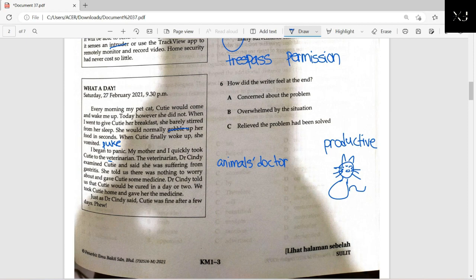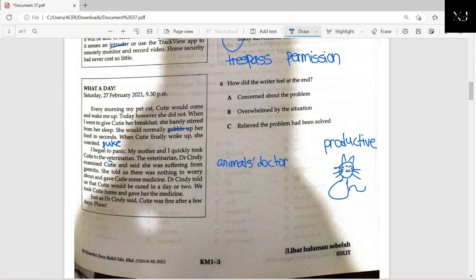Dr. Cindy examined Cutie and said she was suffering from gastritis. Oh wow, a cat can get gastritis. She told us there was nothing to worry about and gave Cutie some medicine. Dr. Cindy told us that Cutie would be cured in a day or two, so she will be fine. We took Cutie home and gave her the medicine. Just as Dr. Cindy said, Cutie was fine after a few days.